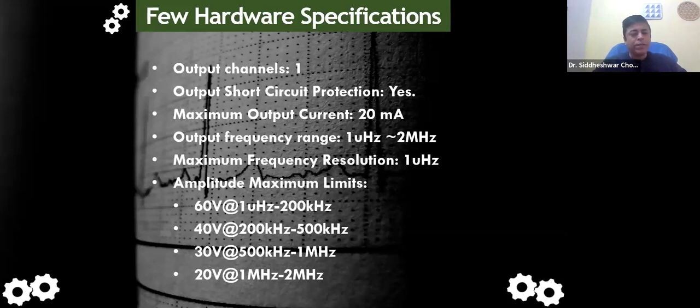If you are selecting 30 volts, then the frequency range is from 500 kilohertz to 1 megahertz. If you select 40 volts, then MicroGen converts it to harmonics from 200 kilohertz to 500 kilohertz. If you are selecting 60 volts, then the frequencies will be reduced down to 200 kilohertz. But if you're doing 10 volts, then the entire range is available to you.